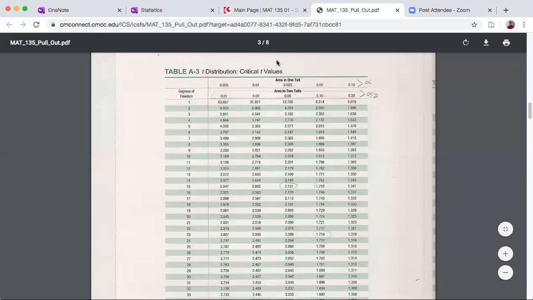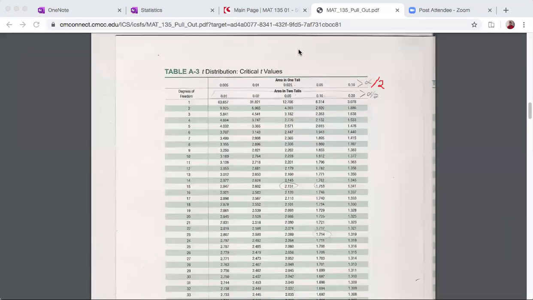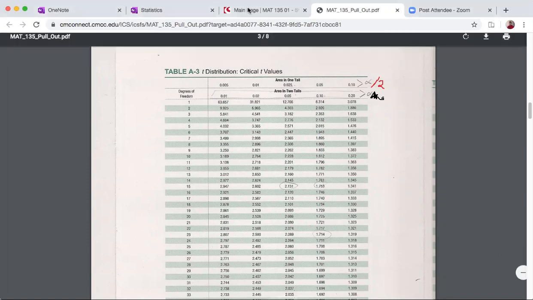This one I scanned was another student's. They had these things a little backwards. The stuff over here in pencil, the top one should be alpha divided by 2. And the other one should be just alpha. So if you're going to write these notes on your page, that's what it should look like.